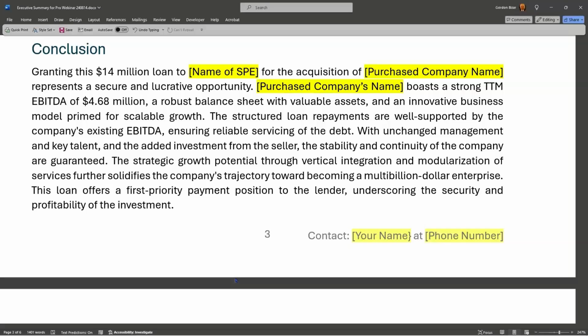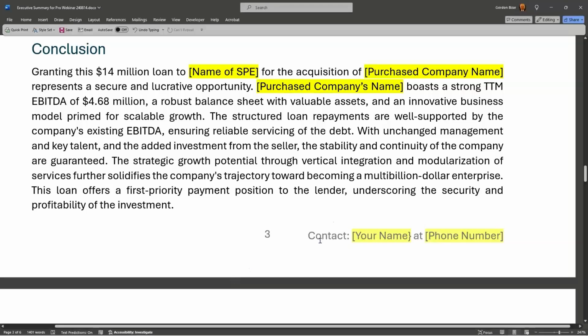Okay, what's our added investment? The seller is going to take a part of what he's getting for a reasonable purchase price for this company, and he's going to be investing it back in the company. The stability and continuity of the company are guaranteed. The strategic growth potential through vertical integration and modularization of services further solidifies the company's trajectory towards becoming a multi-billion-dollar enterprise. The loan offers a first priority payment position to the lender, underscoring the security and profitability of the investment. So that's the whole thing.